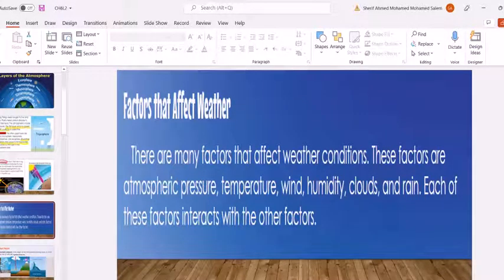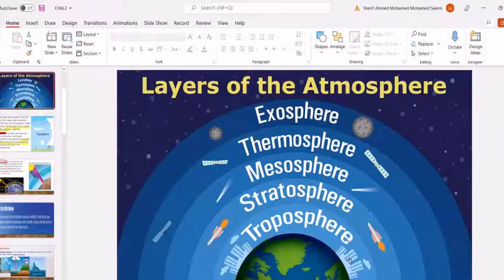There are many factors that affect the weather and the atmosphere. What are these factors? Air pressure, temperature, wind, humidity, clouds, rain. Six factors. We will study two today, another two tomorrow inshallah, and the last two after tomorrow. Okay? All of these factors affect the weather and change it. All of this happens in the troposphere.